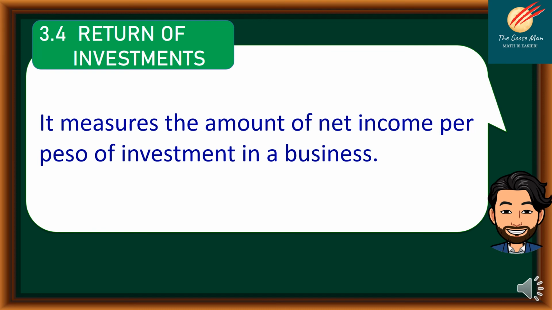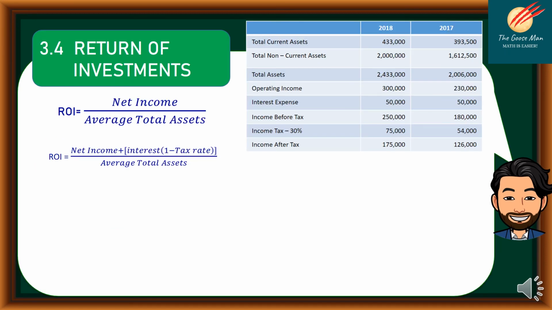The last type of profitability ratio is the return on investment. It measures the amount of net income per peso of investment in a business. There are two types of formula that we will use. The first one is ROI equals net income divided by the average total assets. However, if it is interest-bearing, we have net income plus the interest times 1 minus tax rate, divided by the average total assets.